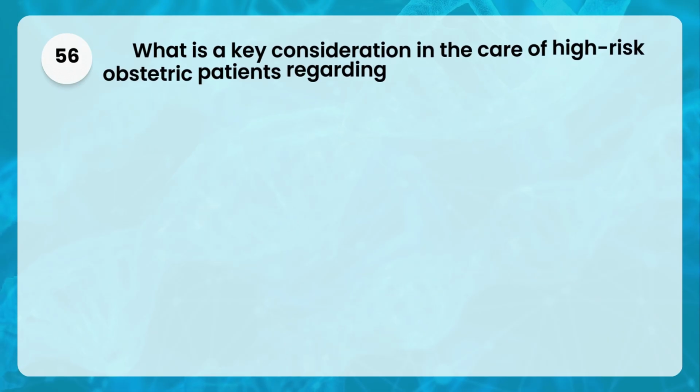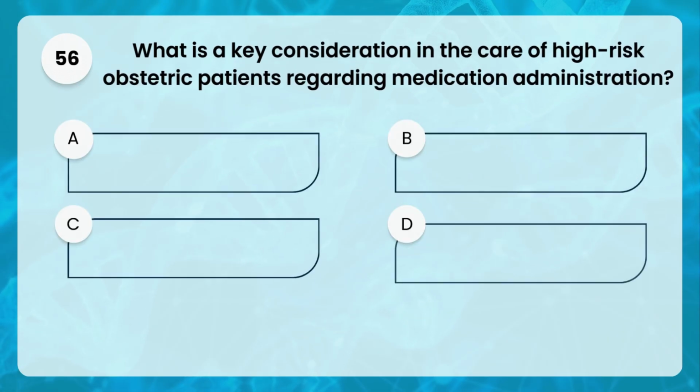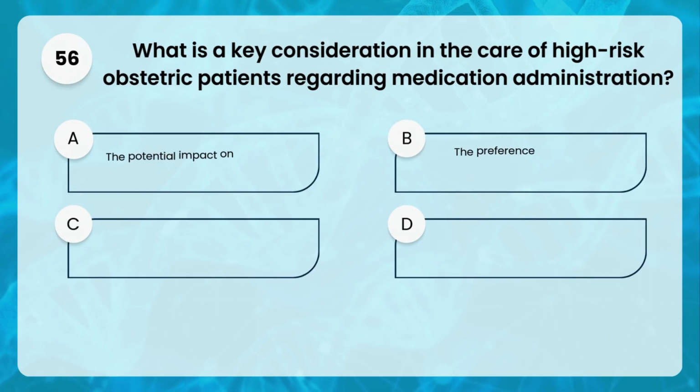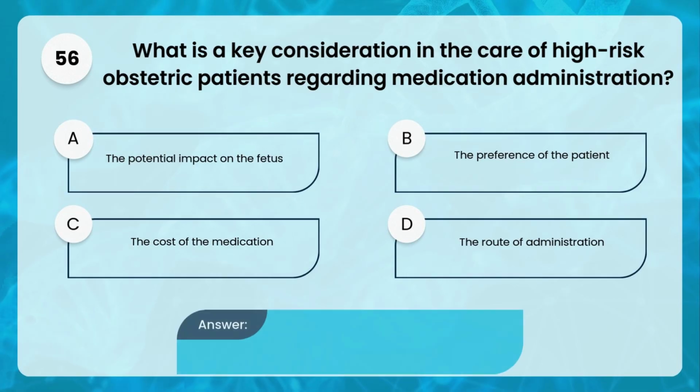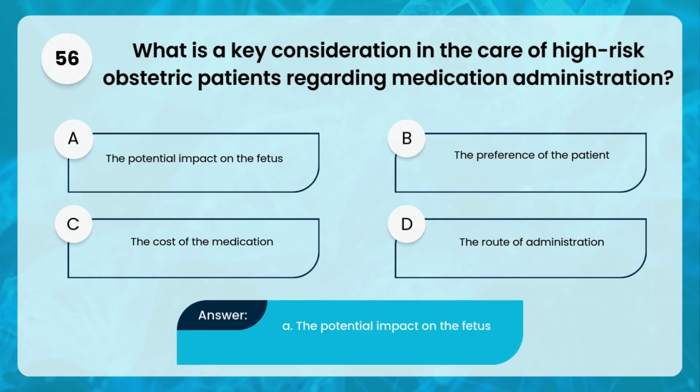56. What is a key consideration in the care of high-risk obstetric patients regarding medication administration? A. The potential impact on the fetus. B. The preference of the patient. C. The cost of the medication. Or D. The route of administration. The answer is A. The potential impact on the fetus.